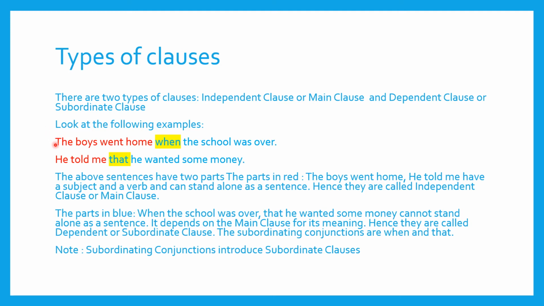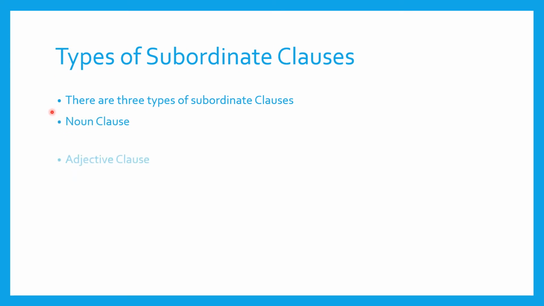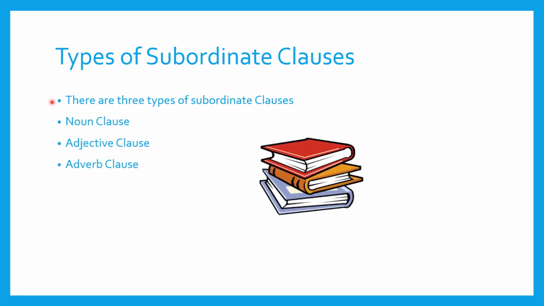So there are two types of clauses, main clause and subordinate clause. The boys went home, main clause. When the school was over, subordinate clause. He told me, main clause. That he wanted some money is the subordinate clause. Types of subordinate clauses. There are three types of subordinate clauses: noun clause, adjective clause or relative clause, and adverb clause.